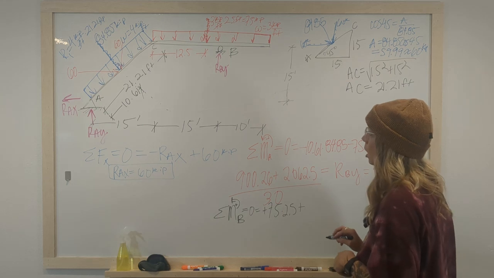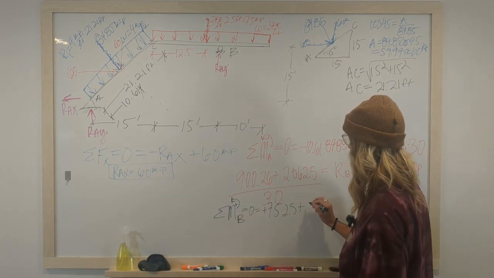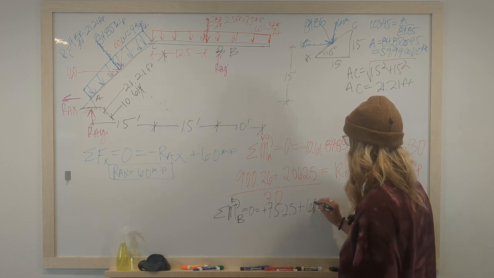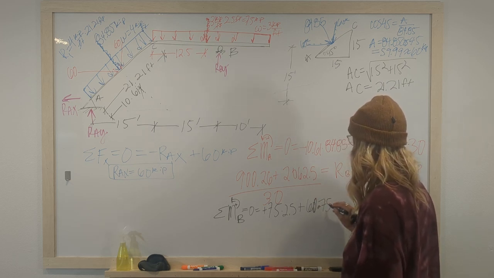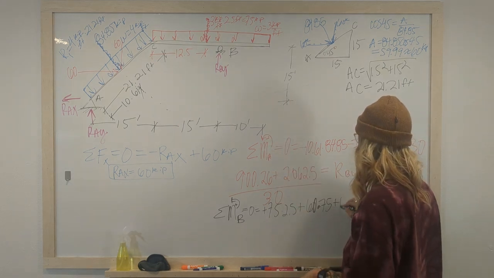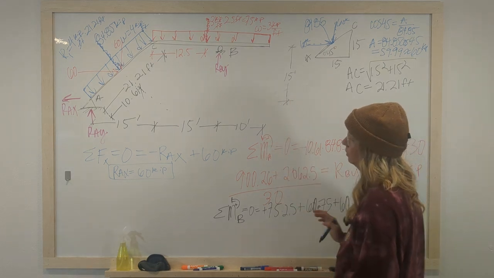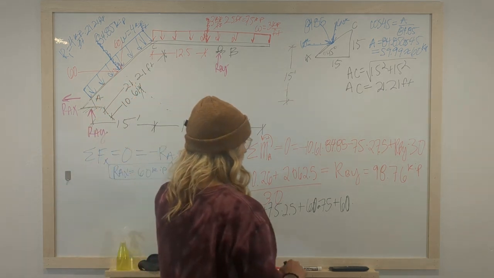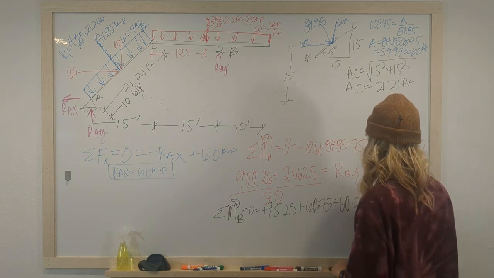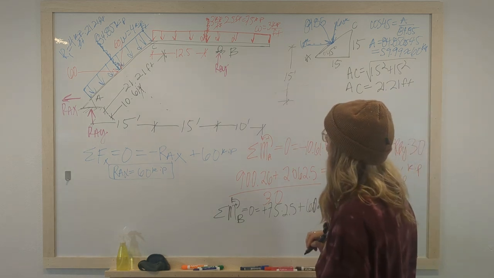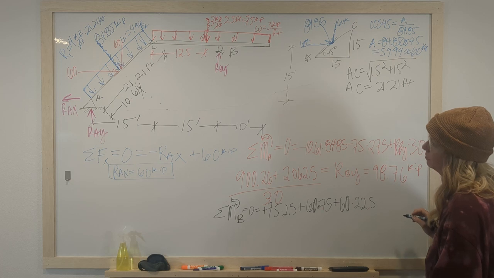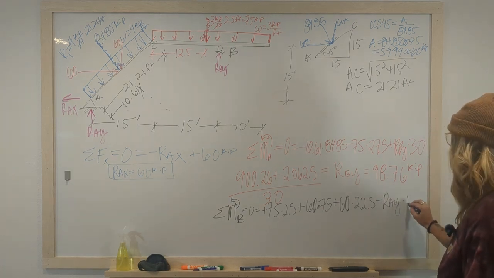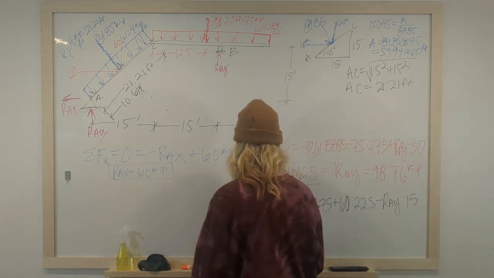So now let's go with this horizontal one first. We have plus 60 times, well, that one's simple, that's times 7.5. Plus, we have this vertical one. We have 60 times, well, what's its perpendicular distance? Its perpendicular distance is 7.5 plus 15, so that's 22.5. And then we have minus RAY times 15. So we can rearrange, we'll move the RAY over to the other side.